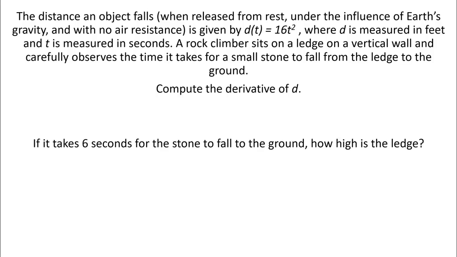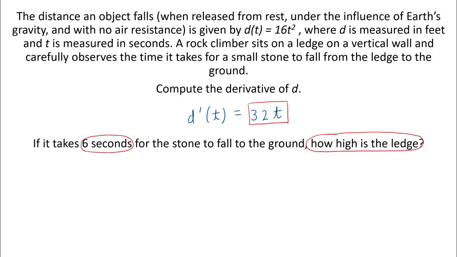The first thing we need to do is compute the derivative of the function d. Using the power rule, we differentiate d of t as 32t. Now, if it takes 6 seconds for the stone to fall to the ground, how high is the ledge? In this part of the question, we are given a time and we need to find a distance because the height of the ledge will be equal to the distance that the stone fell.